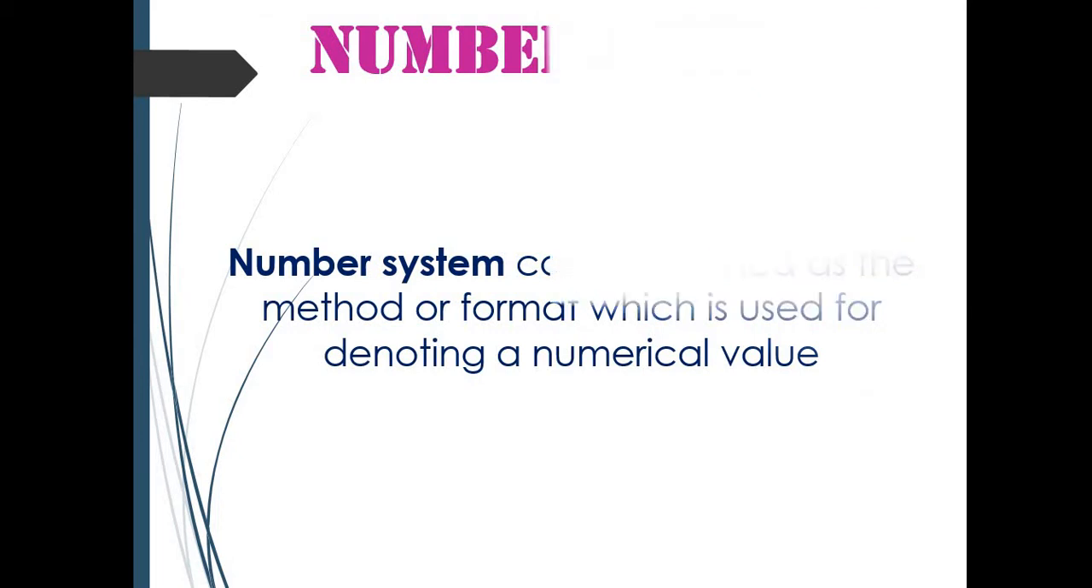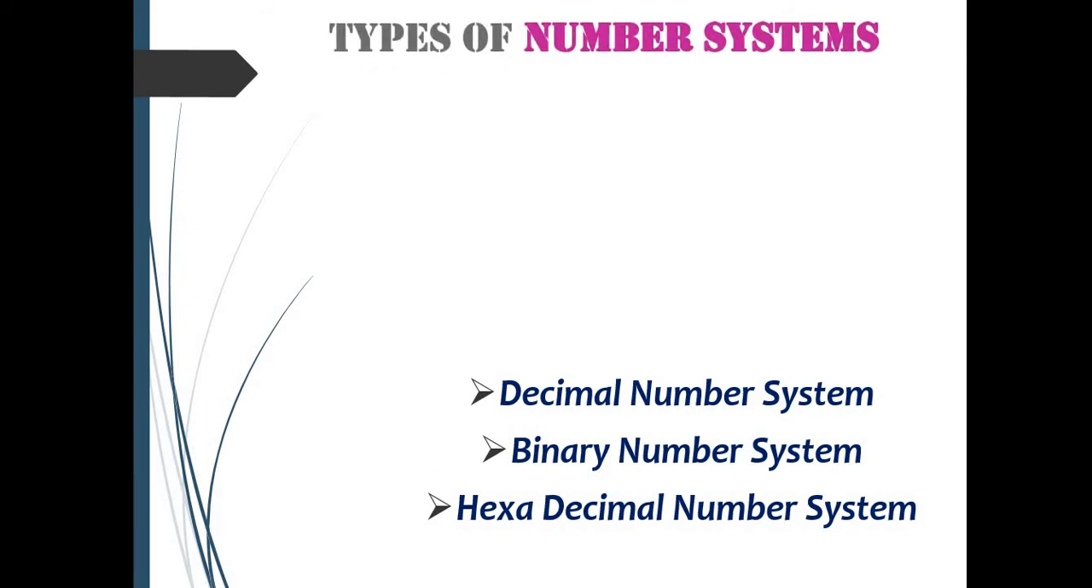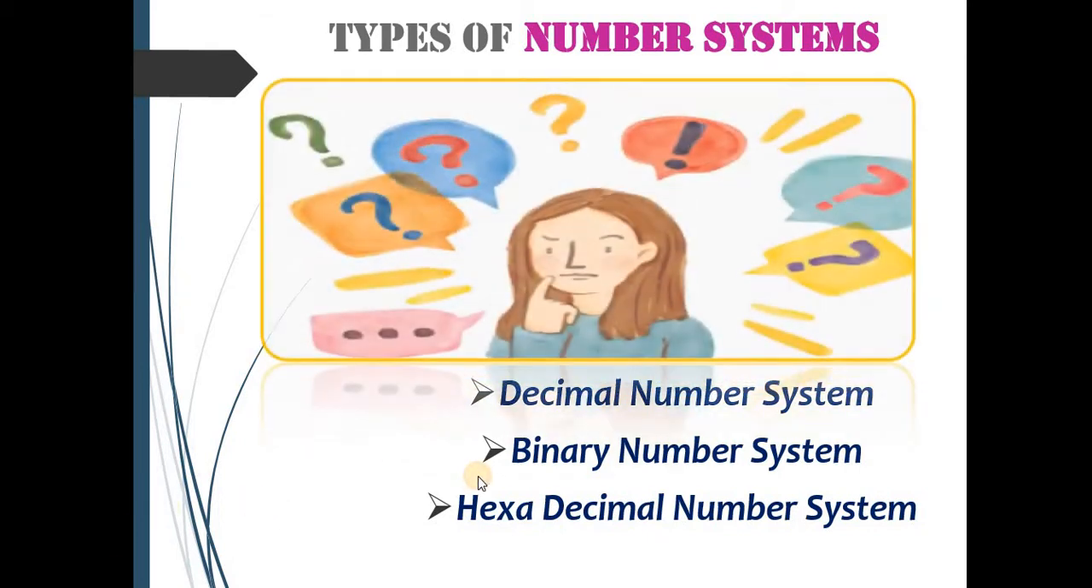Okay, so the types which we are going to study are the decimal number system, binary and hexadecimal number system. There is one more type of number system, that is octal, but today we will just concentrate on these three types.